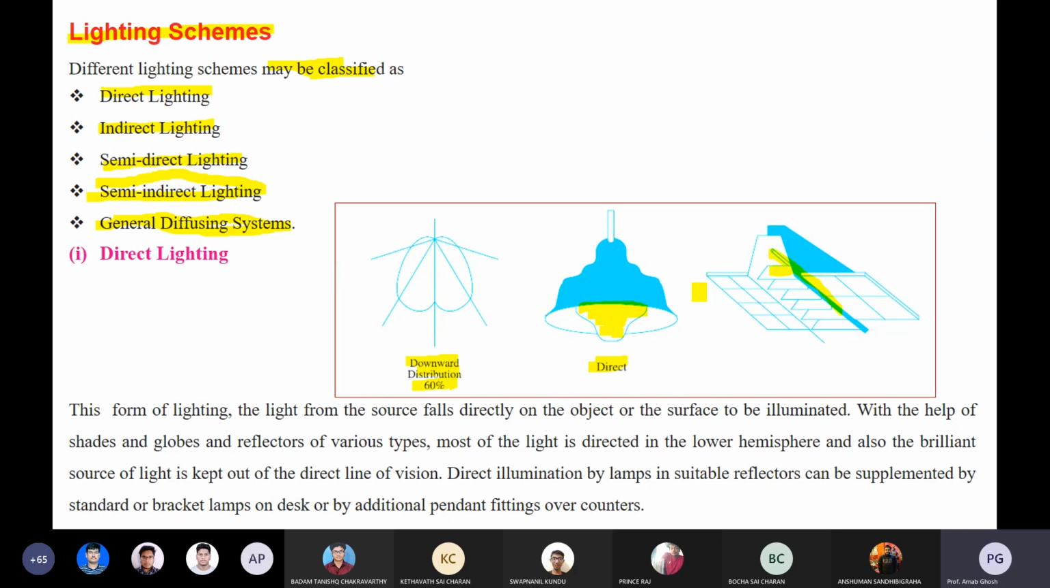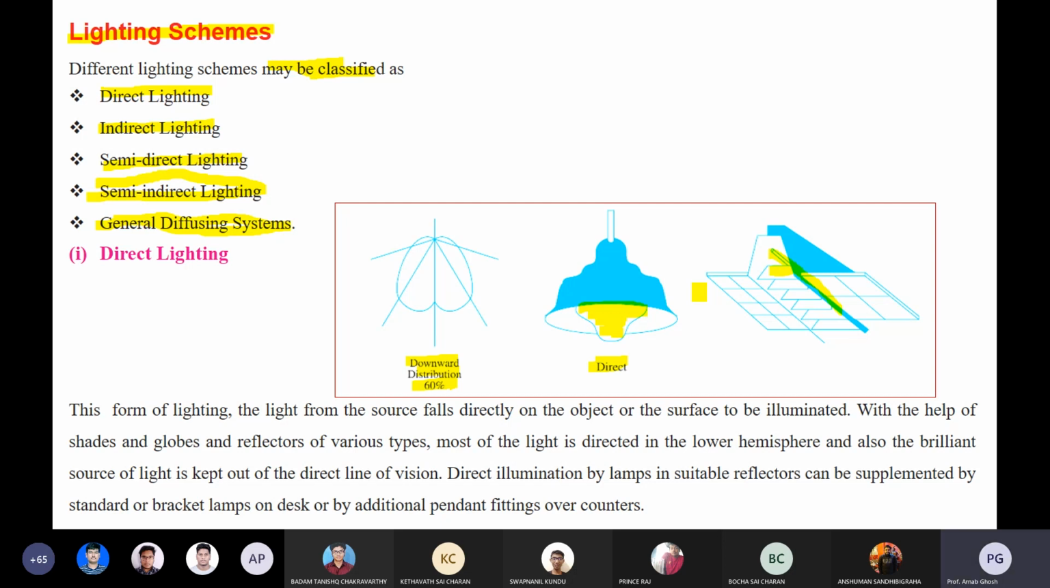Then the generation of lights is changing. We talked about different vapor lamps. After that, CFL, the compact fluorescent lamp, came. It is different in sizing and wattage. Then the LED came, and gradually it is coming into our picture day by day.